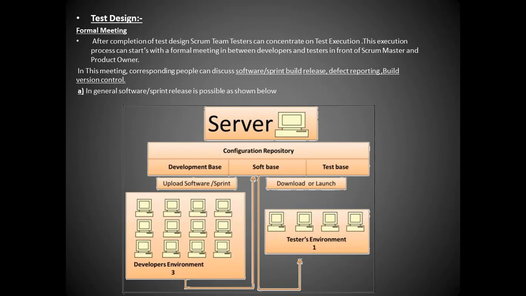In general, the software sprint release is possible as shown below: server, configuration repository, developer base, software base, and the test base. The developer is going to upload their build in the soft base itself. Testers are going to download from the soft base itself. After completion of it, they are going to keep it in the testers' environment, that is the test base itself. After that, they are going to start the execution from the testers' environment.